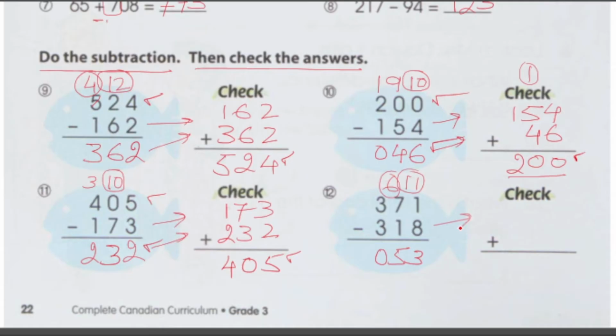Now add these two numbers, 318 and 53. So 8 plus 3, 11. Carry 1 forward. 1 plus 1, 2. 5 plus 2, 7. And 3. 371, which is equal to this minuend. Therefore, our subtraction is correct.